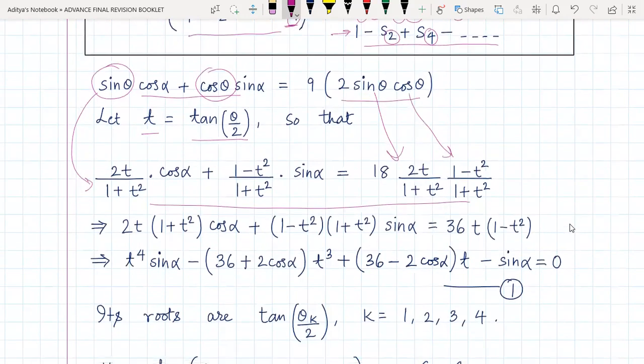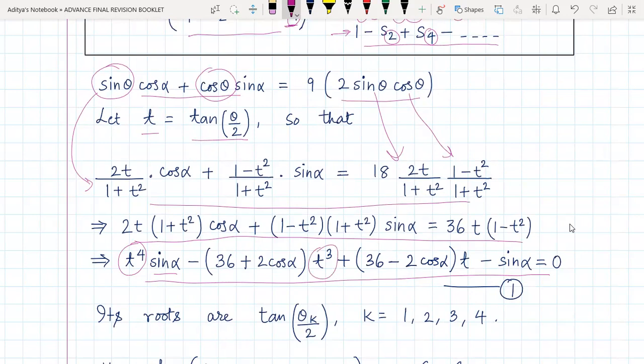Now on cross multiplication, the equation becomes this, and on rearranging we get this form of the equation. We have simply collected the terms of t power 4, and clubbed the terms of t power 3, so that it simply becomes a polynomial equation in t.